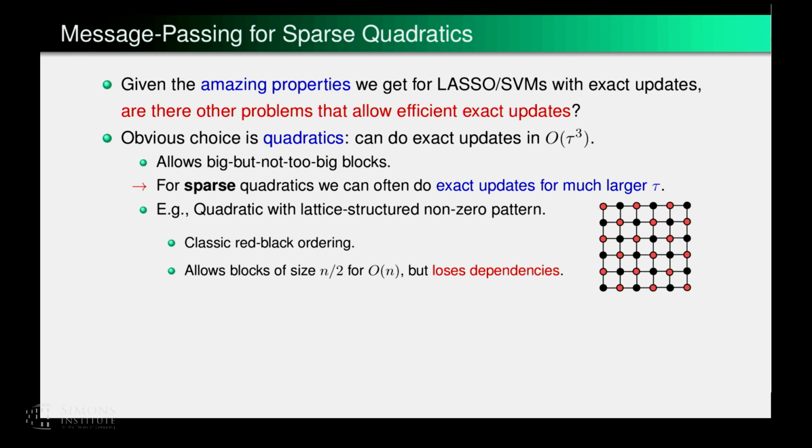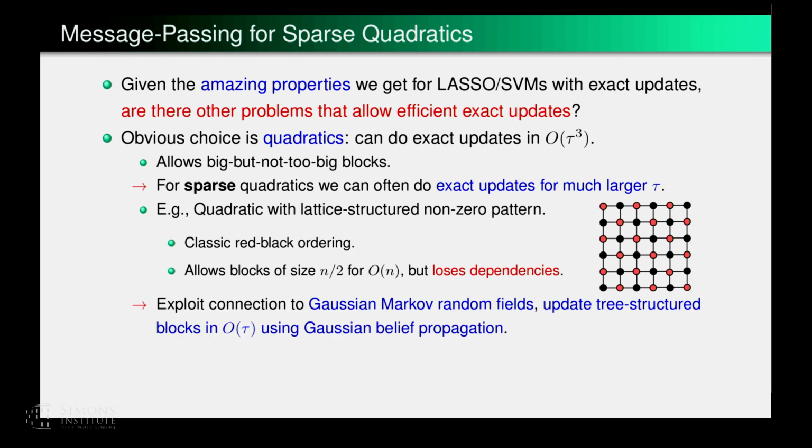This has been used for a long time in iterative solvers. If you read something like Demmel's book, they'll talk about red-black ordering, where if my structure is a lattice dependency, I update the red nodes, and then I update the black nodes. And since they're not neighbors of each other, there's no dependency. I just get a diagonal quadratic system that's easy to solve.